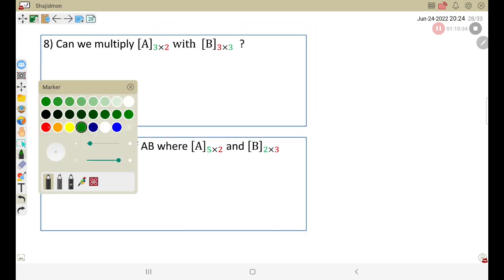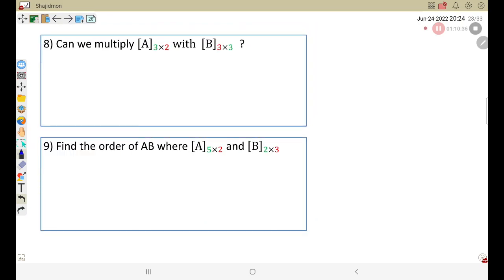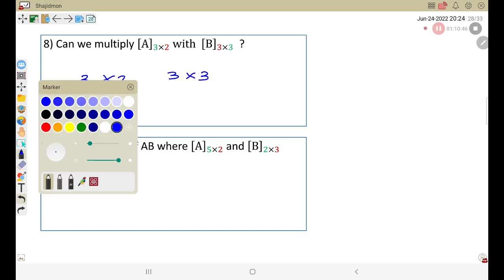Just a multiple choice question, the eighth one. Can we multiply A matrix of order 3 by 2 with B matrix of order 3 by 3? A matrix order is 3 by 2, B matrix order is 3 by 3. Can we multiply these two matrices, is the question.